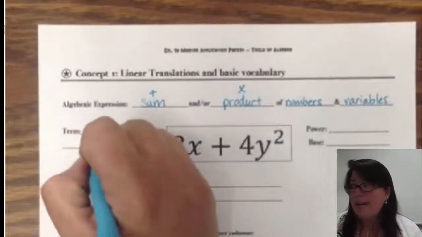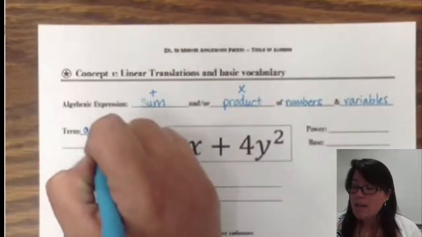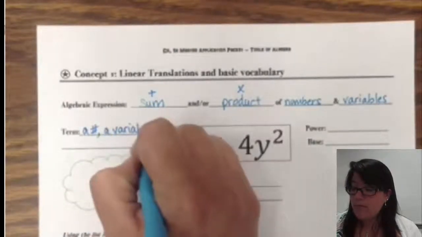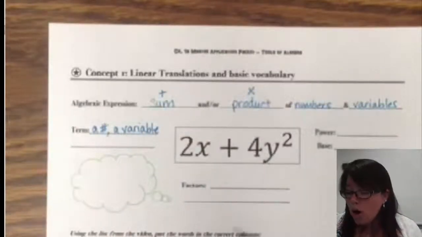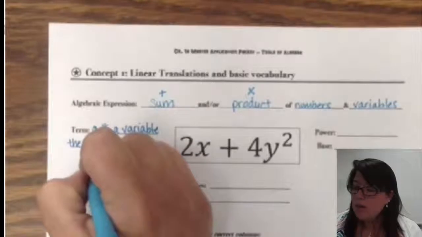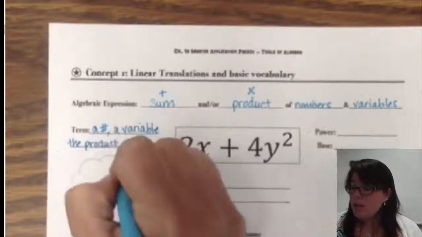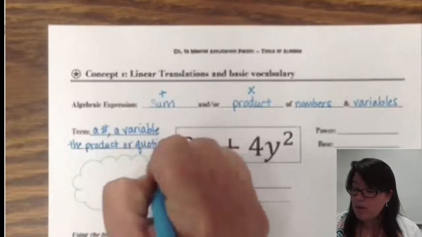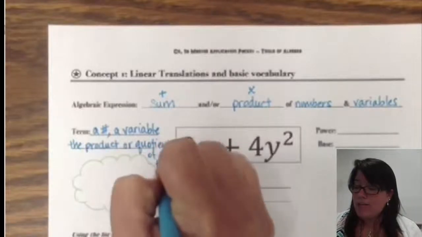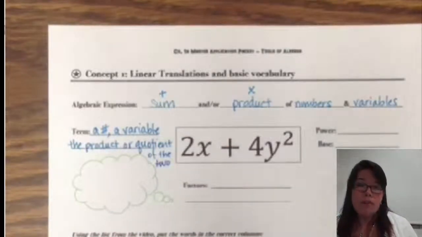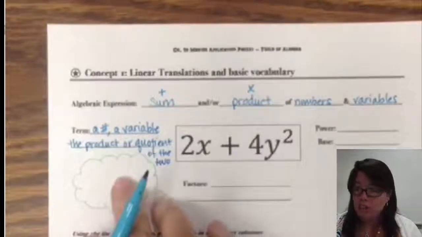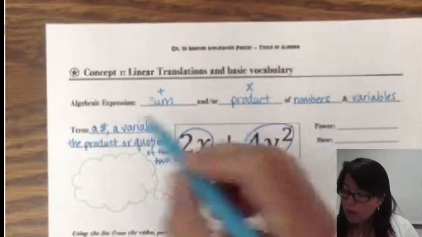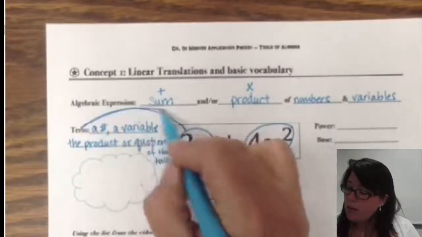A term can be a couple of different things. It can be just a number. It can be a variable. So it can be just one number or just one variable, or it can be the product, which means multiply, the product or quotient, which means divide, and it can be with numbers and variables together. So it can be the product of a number and variable or the quotient of a number and a variable. That's a term. So in this example, 2x is a term, 4y squared is a term. So that's what we're referring to when we do that.